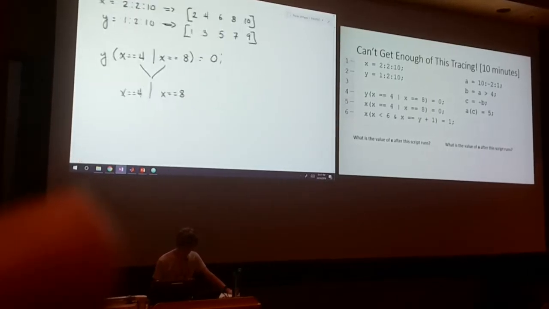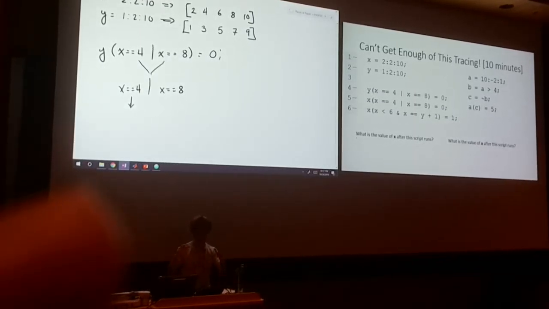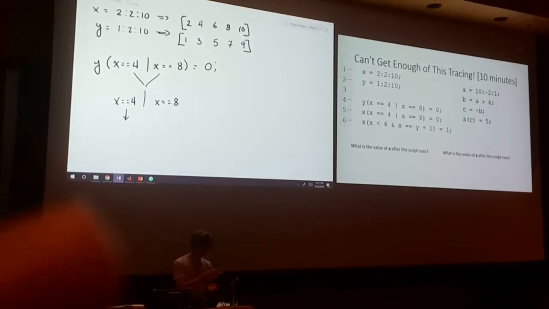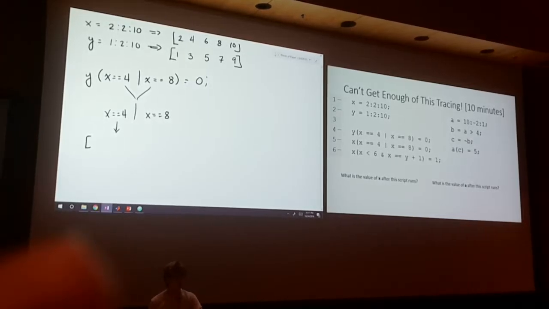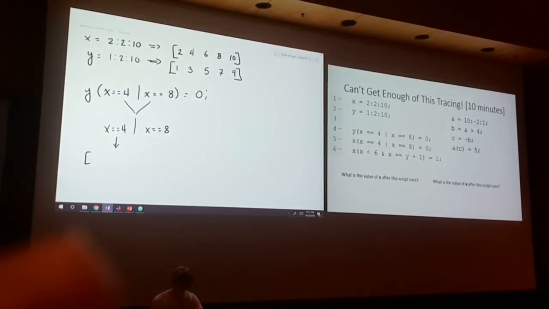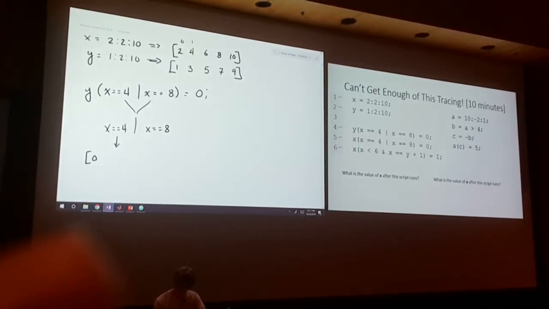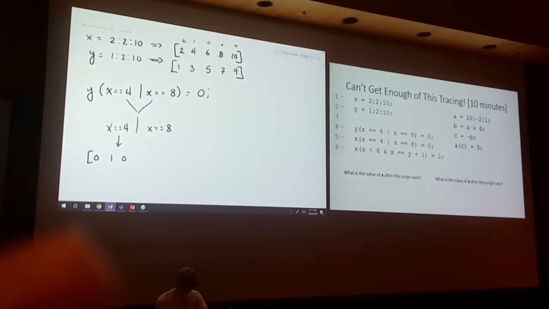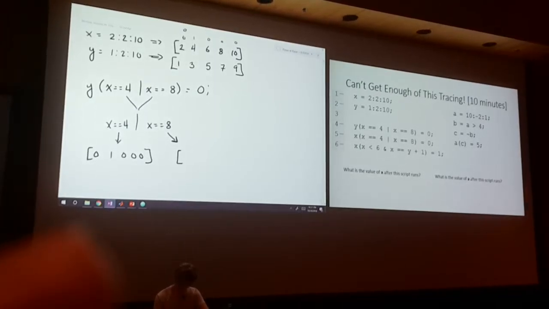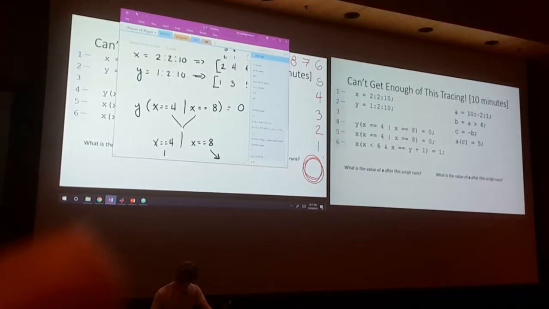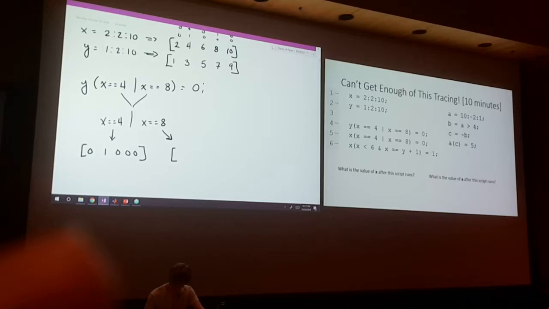So, let's take a look at what x == 4 looks like. Let's take a look at what that vector, the logical vector, is going to look like. What this means is everywhere in x where there is a 4, set it equal to 1, elsewise give it a 0. So looking here, it's 0, 1, 0, 0, 0, 0, 1, 0, 0, 0. Okay? And the same goes for x is equal to 8. 0, 0, 0, 0, 0, 0, 1, 0.